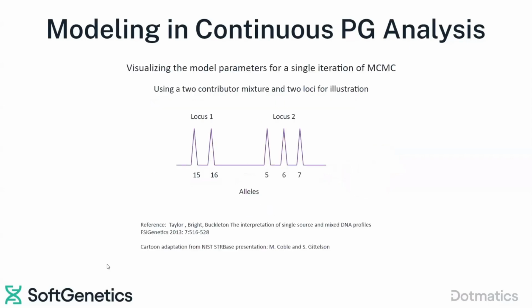A few years back, I was at a presentation by Mike Coble, and this combined with the reference from Taylor, Bright, and Buckleton is very helpful, I think, in visualizing these model parameters for each iteration of MCMC. Using just a 2-contributor mixture and 2 loci for the illustration, we're going to look at the different parameters for each iteration. One parameter is the genotype. What are the allele calls? In this small example, we have one locus that has 2 peaks and another locus that has 3 peaks. So the allele combination is one parameter.